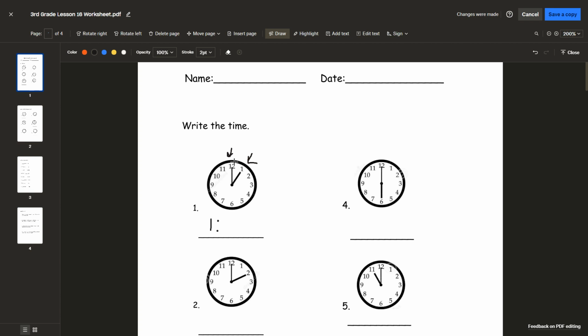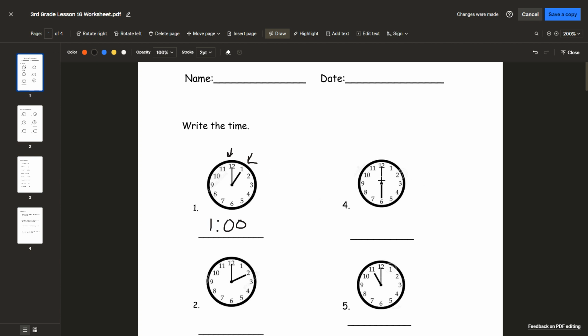And then because our minute hand is pointing at 12, 12 is going to be 0 because everything goes up by 5. So it goes 5, 10, 15, 20, 25, 30, 35, 40, 45, 50, 55, and then 60, which is 1 hour, so it would be 0.